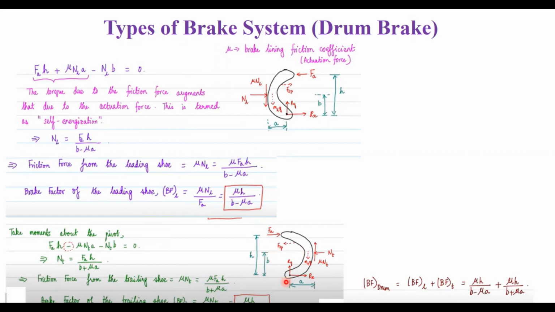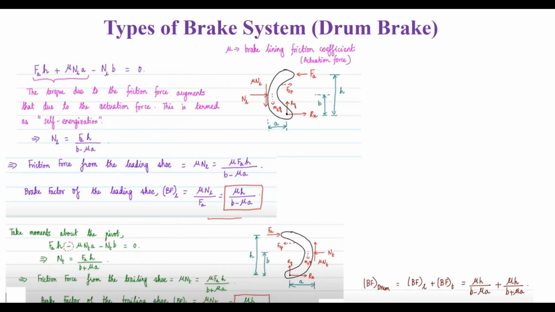Now the reverse is going to happen, assuming that I'm going to take a moment about the pivot point P with respect to the trailing shoe. So again, this is going to be nu into NT, where NT is nothing but FA into H by B plus nu A. Here FA is the actuation force into H, and nu into NT is nothing but the friction force from the trailing shoe. From this you can calculate NT, and nu into NT is this formula.